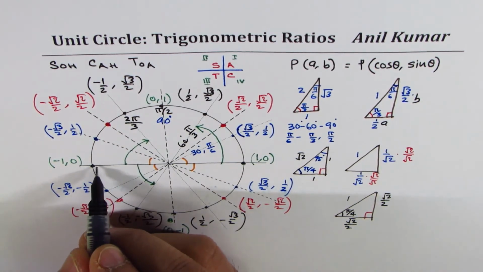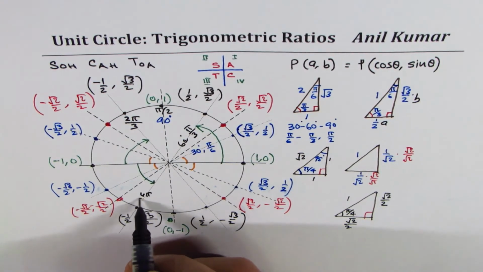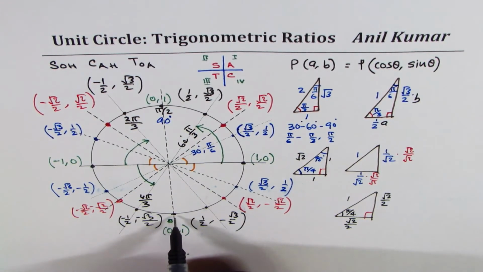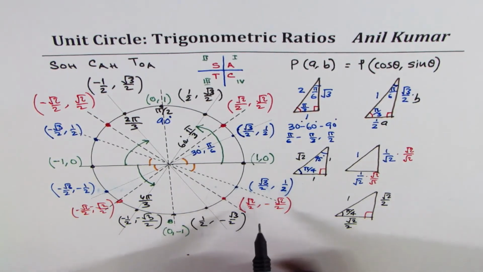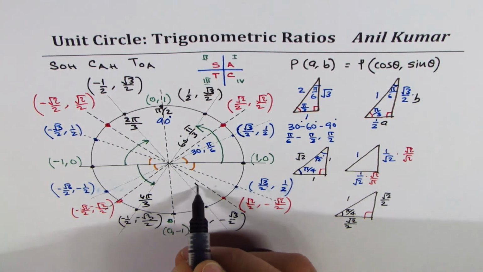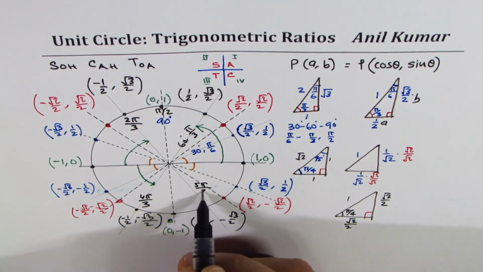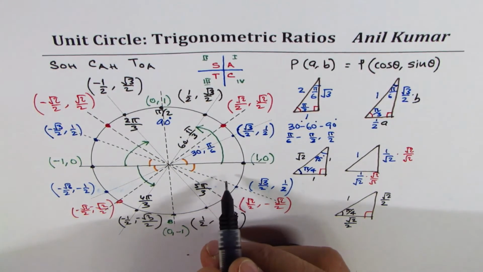Here, it is 3 pi by 3. And then 4 pi by 3. This is 4 pi by 3. 5 pi by 3 will be here, correct? For 60 degrees, there we are, 5 pi by 3. And 6 pi by 3 is 2 pi, correct? So we have written this.